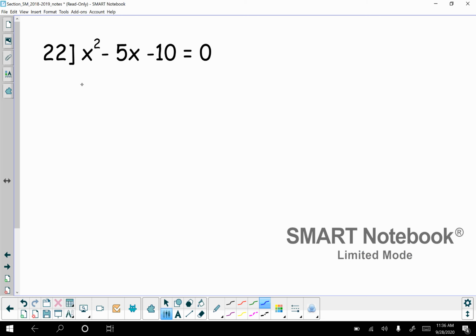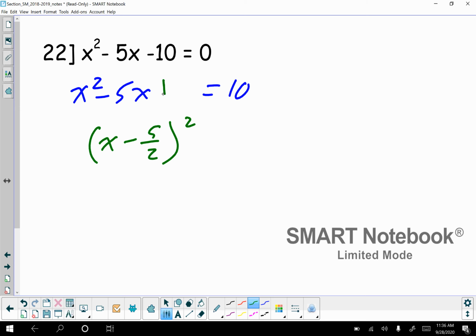Okay, let's keep going. Let's move that 10 over by adding it. What's half of 5? Half of 5 is 5 over 2. Square that, 25 over 4. If I add 25 over 4 to this side, I'm going to add it to this side. So 10 is the same thing as 40 over 4. So I'm going to get 65 over 4.